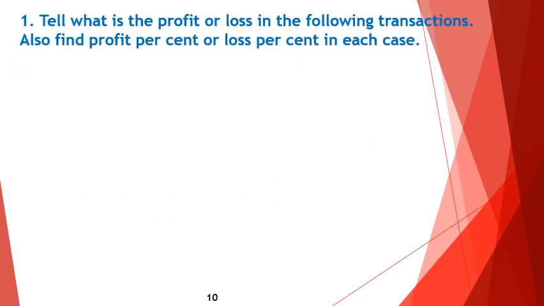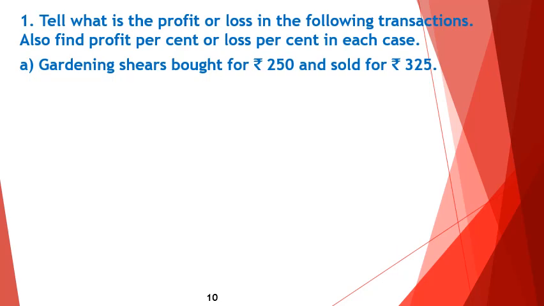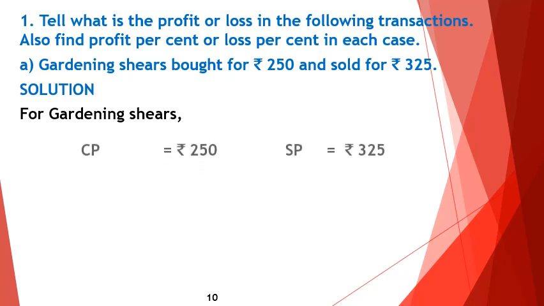First question, tell what is the profit or loss in the following transactions. Also find profit percentage or loss percent in each case. Gardening shears bought for rupees 250 and sold for rupees 325. So how to solve? First we can write for gardening shears bought for rupees 250. That means CP equal to rupees 250. Sold for rupees 325 means SP equal to 325.